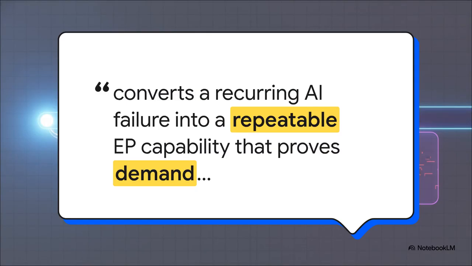Ultimately, we arrive at this core truth. Workflow and path formation isn't just another content tool. It is the fundamental, bedrock infrastructure required to make AI work safe, auditable, and operationally powerful. It's investable because it converts a recurring, expensive AI failure, which is uncontrolled generation without a reliable path, into a repeatable EP capability that thoroughly proves demand, execution, and scalability.